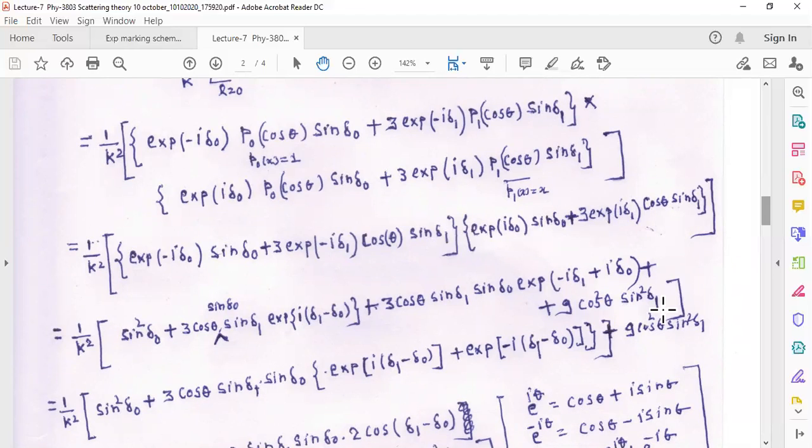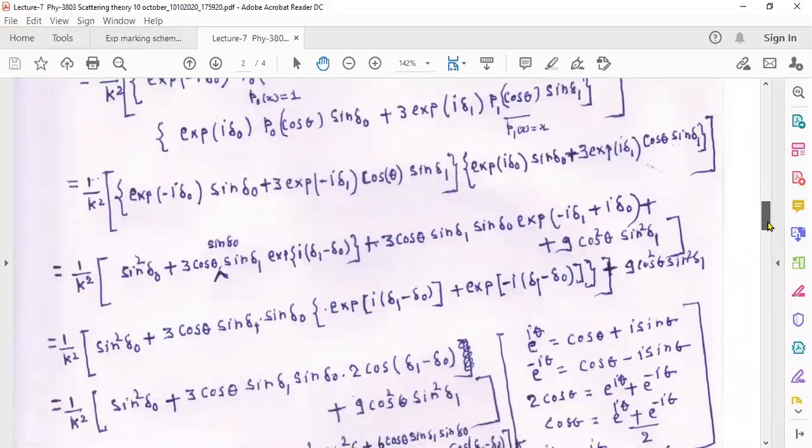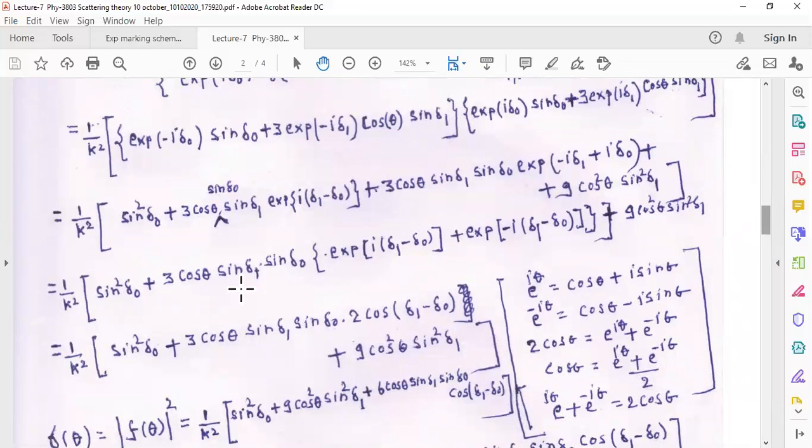So that's simple. Now, once you understand this, let us write down this step here. I take this term, you see here, sin square delta 0, 3 cos theta sin delta 1 sin delta 0, and this is the term which is already mentioned here, okay?